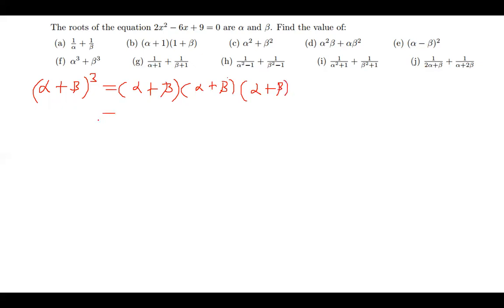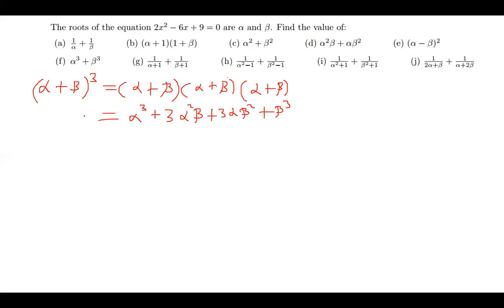This simply means that alpha plus beta is multiplying itself 3 times. So once you multiply this, you are going to have something like alpha raised to power 3 plus 3 alpha squared beta, and when you simplify, you get another 3 alpha beta squared, and lastly you get your beta cubed.